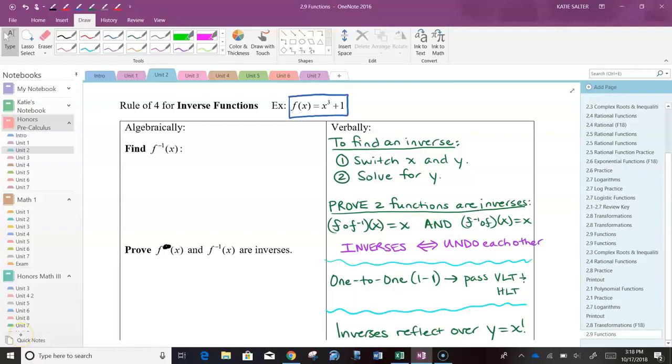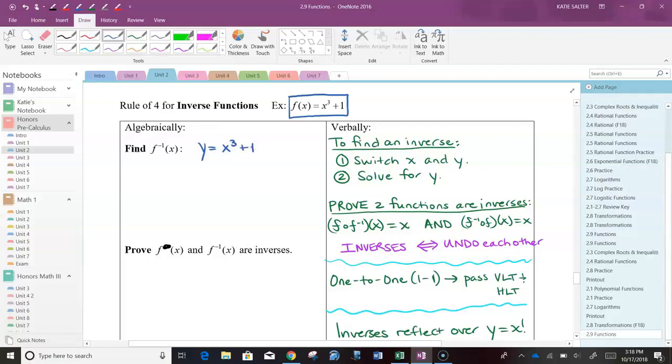All right, so let's look at the rule of 4 for inverse functions. And remember, this is something you need to be doing in your portfolios. So let's use the example f of x equals x cubed plus 1. Let's start out with doing the algebraic part, actually finding the inverse. Every time I do this, I normally take the functional notation out to start with. So I just say, okay, let's say we've got y equals x cubed plus 1.